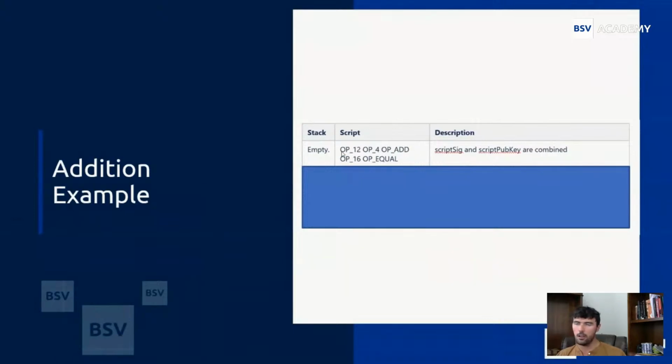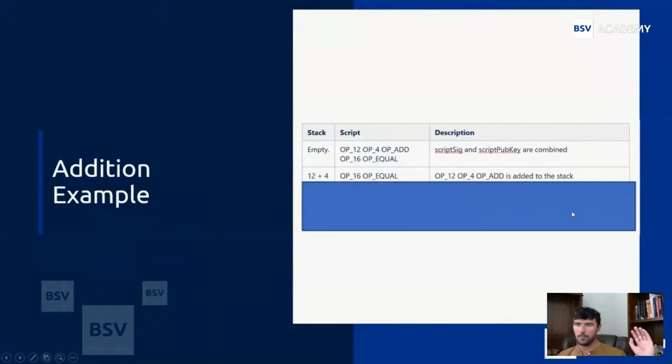The first thing we're going to do is combine the unlocking script and the locking script. So we have 12, 4, OP_ADD, OP_16, OP_EQUAL. You don't need to care about Bitcoin script to understand that this is right, but it just is right. And I'll make sure there's a link to the Bitcoin SV wiki in the description of the video, where you can look at all the opcodes and how they work and start letting your imagination run wild.